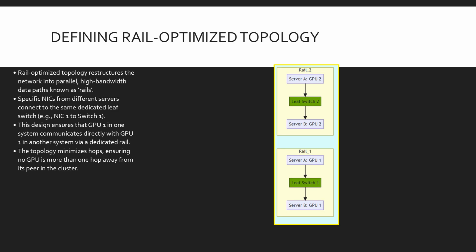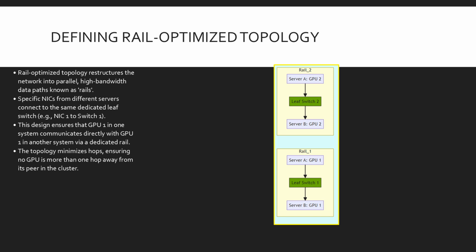Optimized topology solves the congestion problem by fundamentally restructuring the physical network. Instead of a messy web, we create parallel high-bandwidth data paths called rails. Ideally, we configure the system so that GPU 1 in a server is paired with network card 1, which connects exclusively to leaf switch 1. GPU 2 pairs with network card 2 and connects to leaf switch 2, and so on. This creates a scenario where GPU 1 in one system is only ever one hop away from GPU 1 in any other system. By aligning the physical cabling with the logical requirements of the GPU, we create a non-blocking all-to-all fabric.